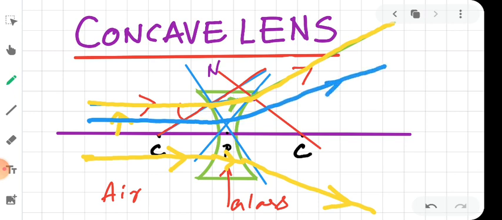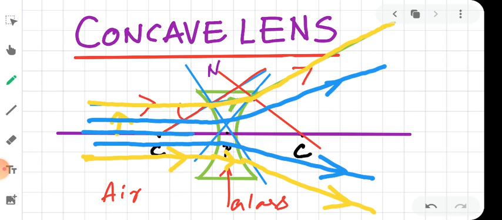And what happens to the light ray which passes through the pole? It goes undeviated and straight along the principal axis. So what happens? All the rays on this side are either parallel or at least close to one another.